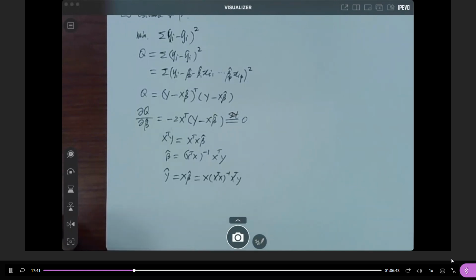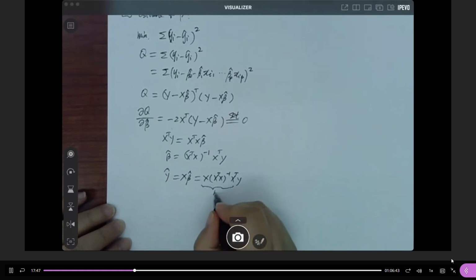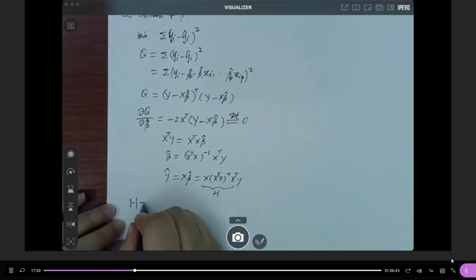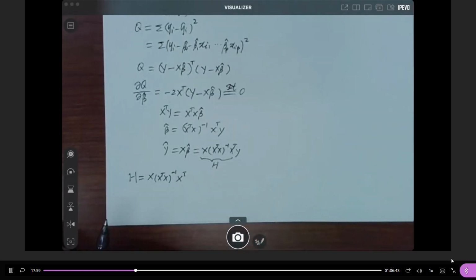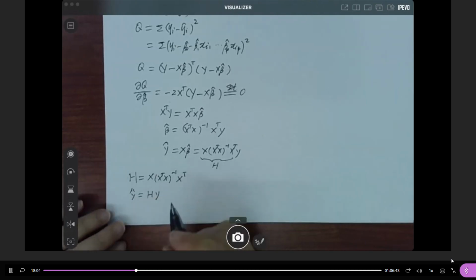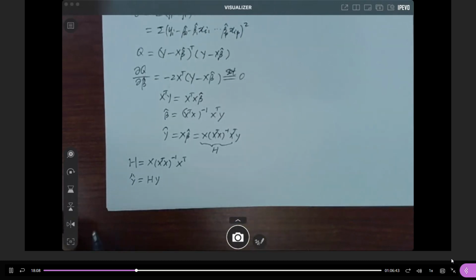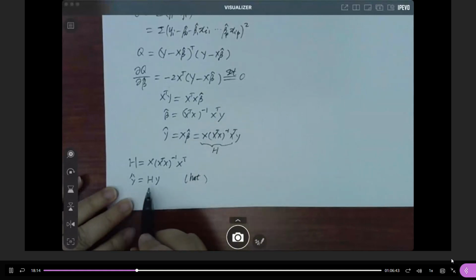So if you have no doubt over this part, next we are going to define this matrix as H. So define H matrix equal to x transpose x inverse x transpose. As you can see, H only has x. There's no y. Then you can write your y hat equal to H y. So the reason we call it H is because it's a hat matrix. Why is it a hat matrix? Because it puts a hat on Y. By multiplying Y by H, it puts a hat on itself. That's why we call H a hat matrix, okay?